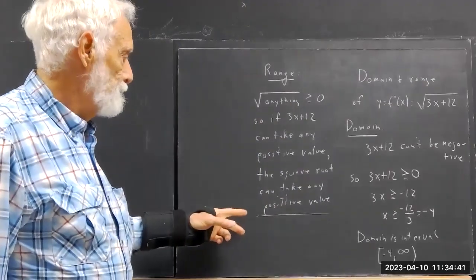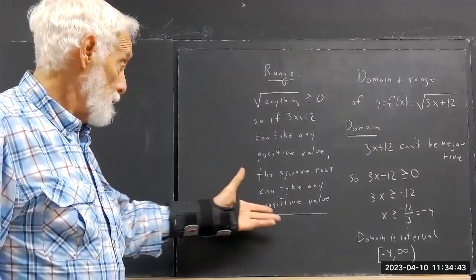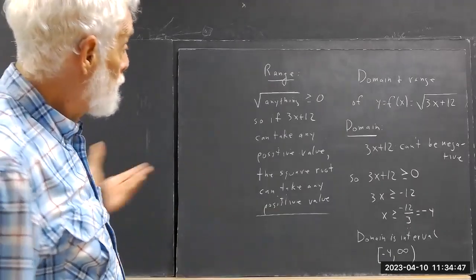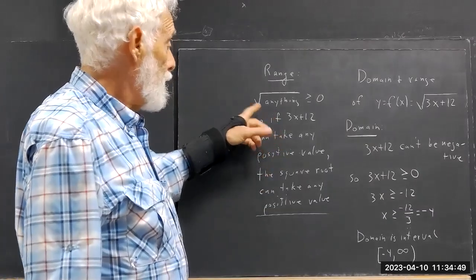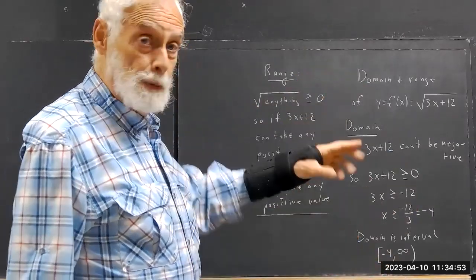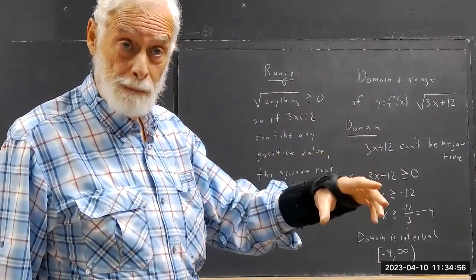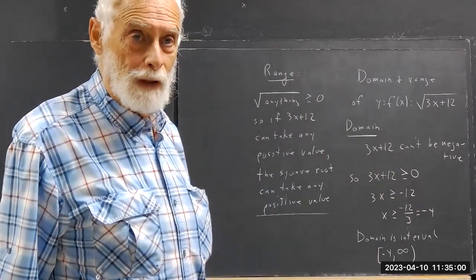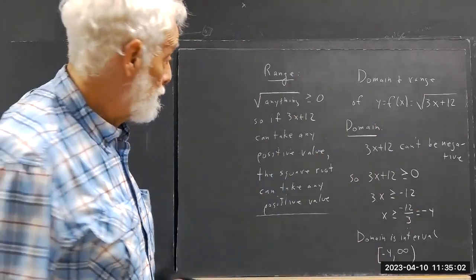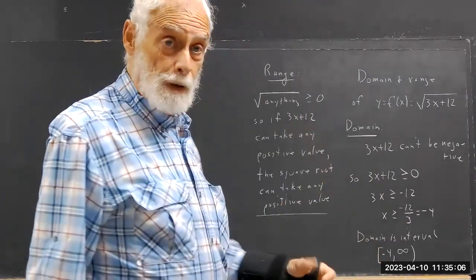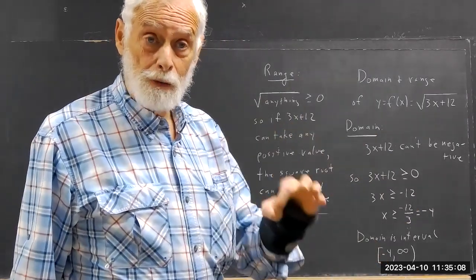Okay. Now we can show this, and so we show this a little more rigorously. Intuitively, if 3x plus 12 can be any number from 0 to infinity, then it's going to follow. Now, there's several ways to see that. If x equals negative 4, 3x plus 12 is 0. So we got 0 covered.